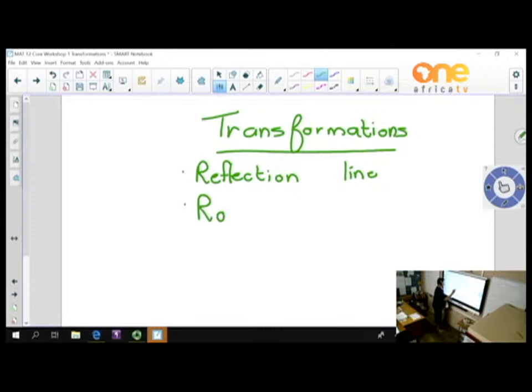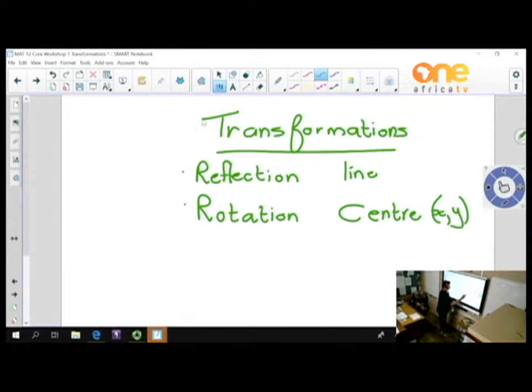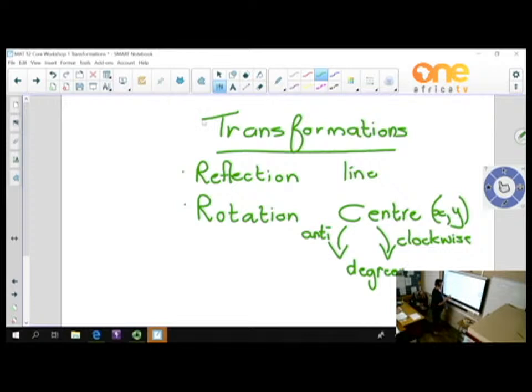The second one is a rotation. A rotation, I need a center, which we usually give as coordinates, x, y. What is the center of rotation? Then you have the direction. Is it clockwise or anti-clockwise? The direction in which we are rotating. And then we have to give the degrees. Usually it will be 90 degrees clockwise or 180 degrees. That's what we use there.